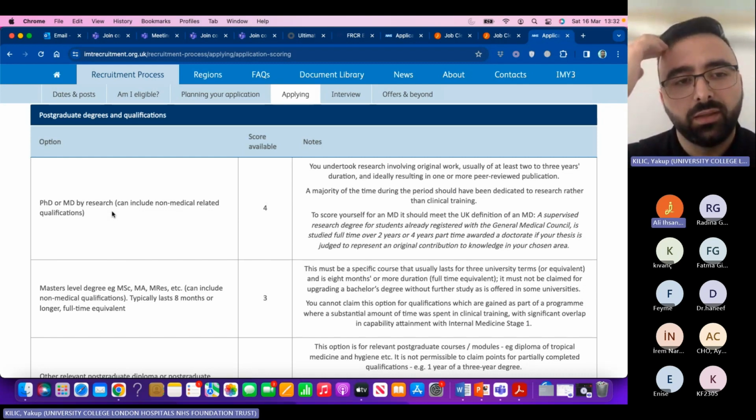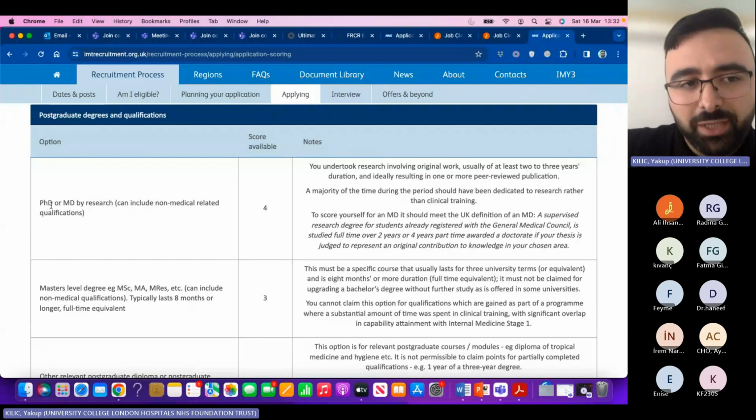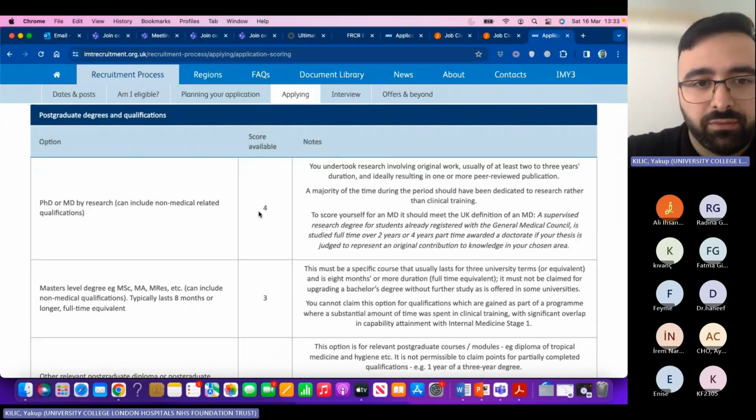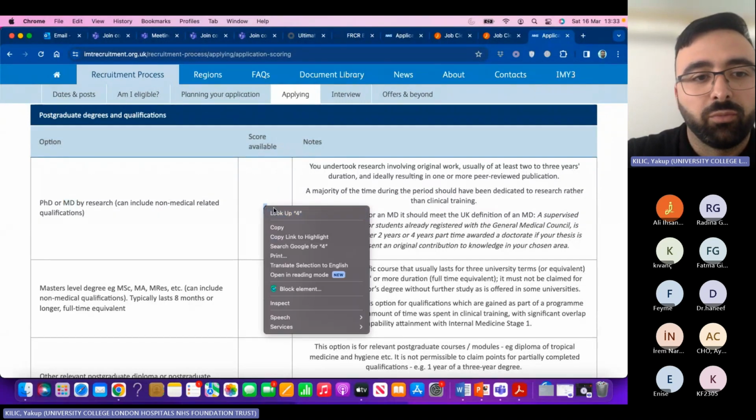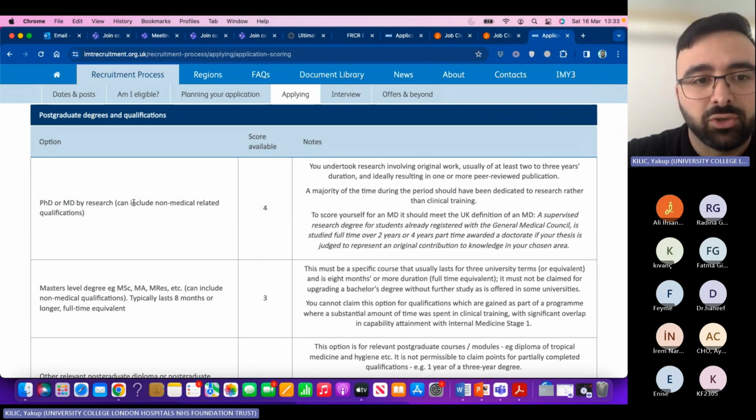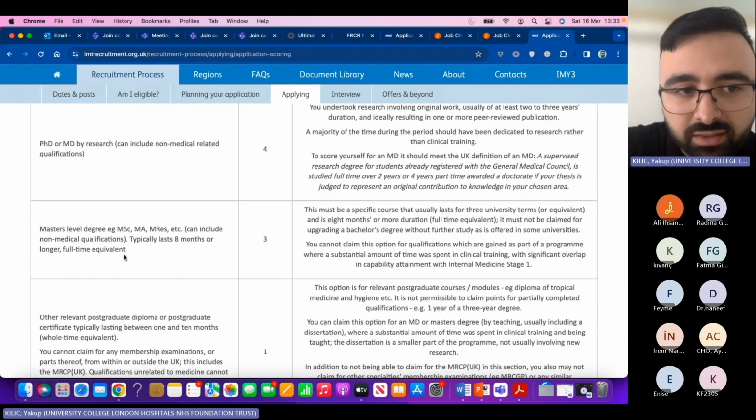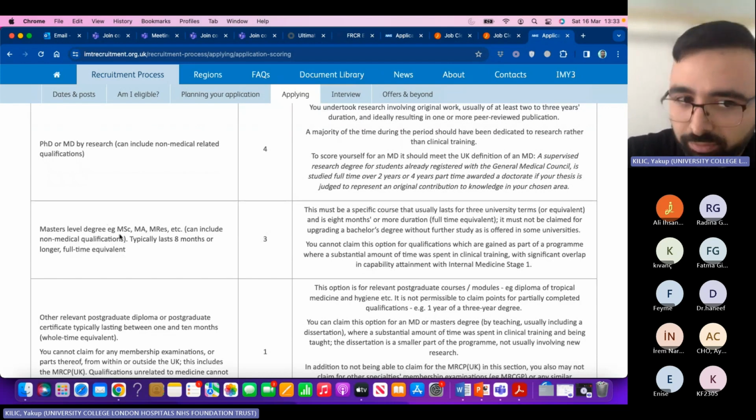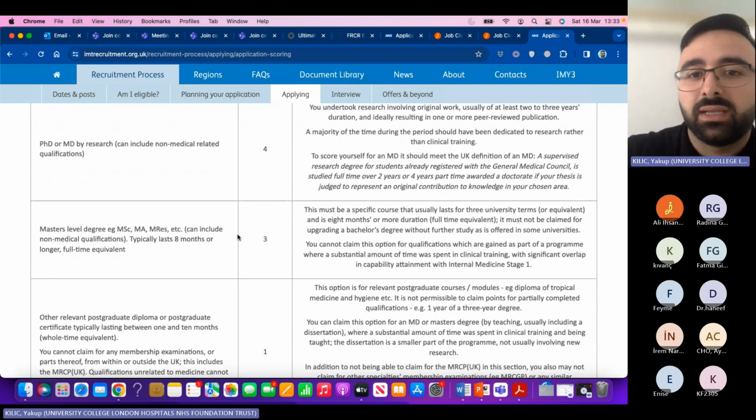Cool, thanks. So if you have a PhD, that scores you the top points, 4 points. If you have an MD or research degree in medicine, that's 4 points. It doesn't have to be medical; it can include non-medical qualifications as well. If you've got an extra master's, which can include a non-medical master's, that's 3 points.